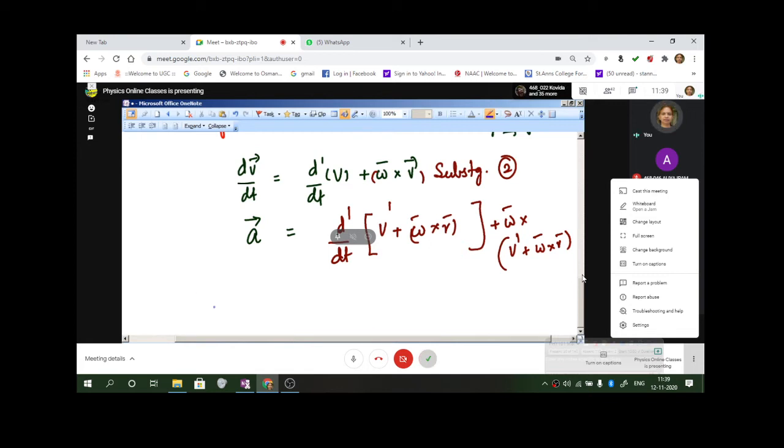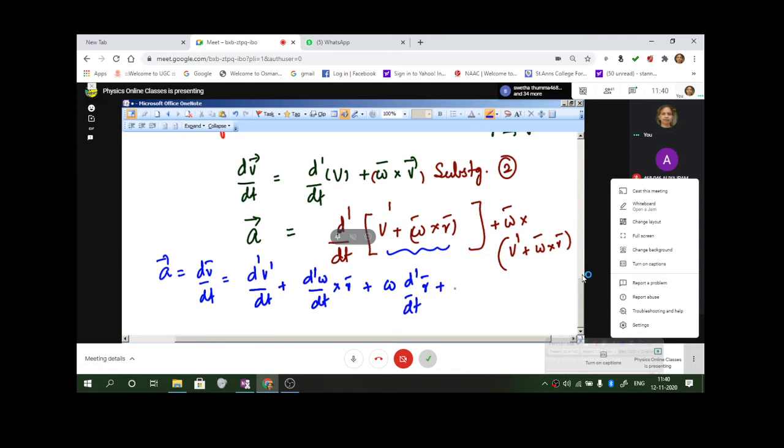Now, simplifying this, this is nothing but dV/dt. So, A, which is equal to dV/dt, is equal to the differential of this. How do you write this? d'V'/dt plus the derivative of this. So d'omega/dt cross R plus, omega is a constant, this can be taken out, omega cross d'r/dt, plus omega cross V plus omega cross R. This is multiplication distributed over addition.